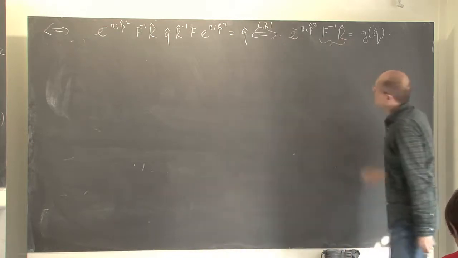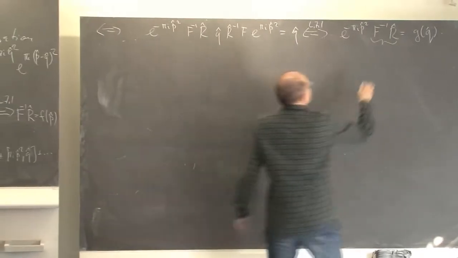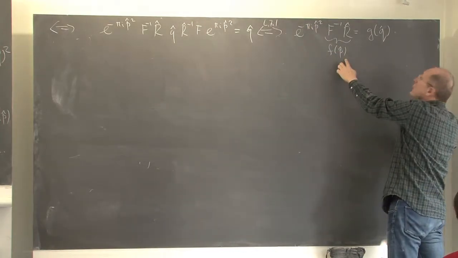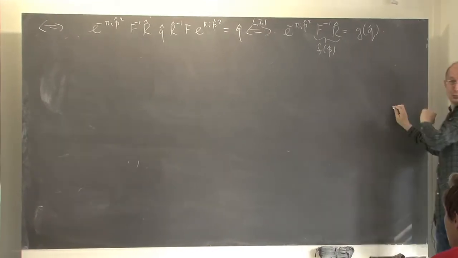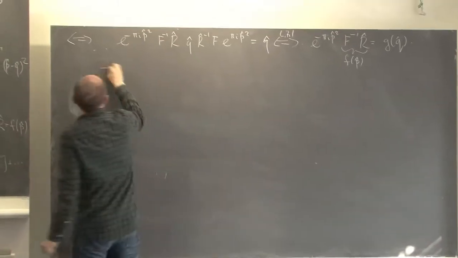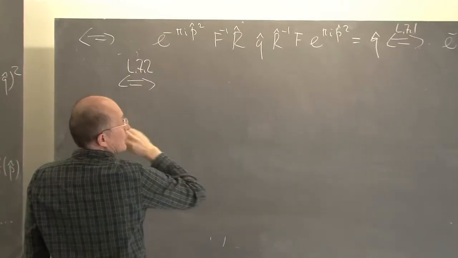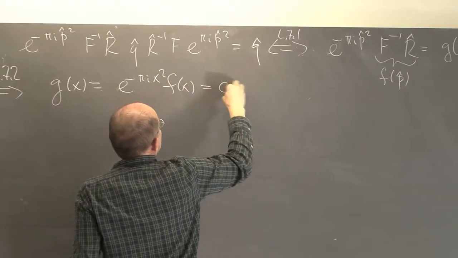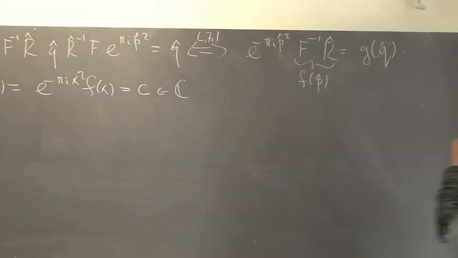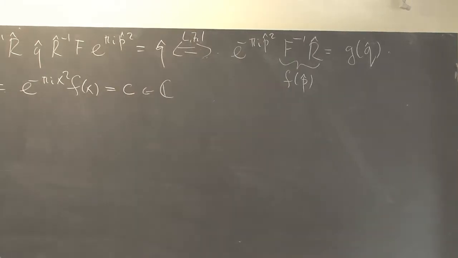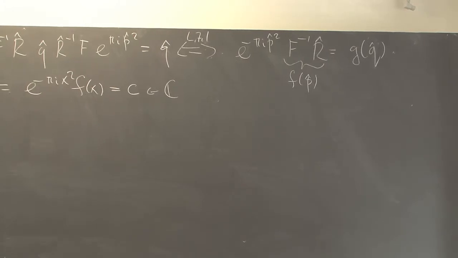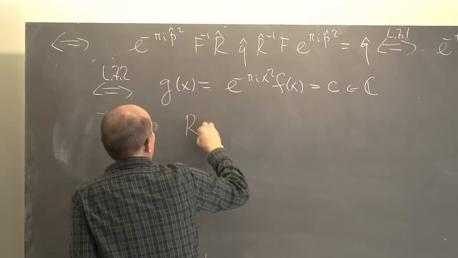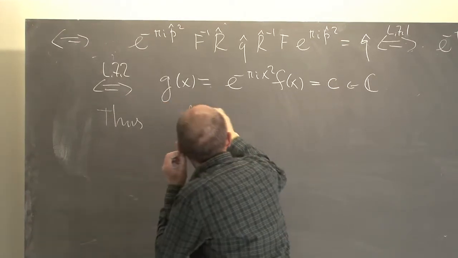But what is this? By previous thing, this is F of P. So altogether, this is a function of P equal some other function of Q. So by lemma 2 now, we conclude that g of x equal e to the minus pi i x squared f of x is C. And thus, we solve for R.